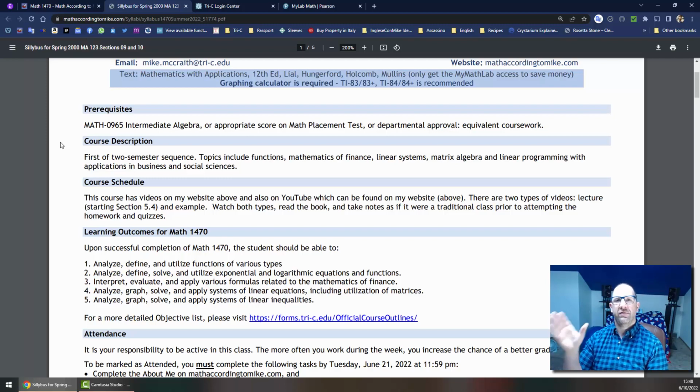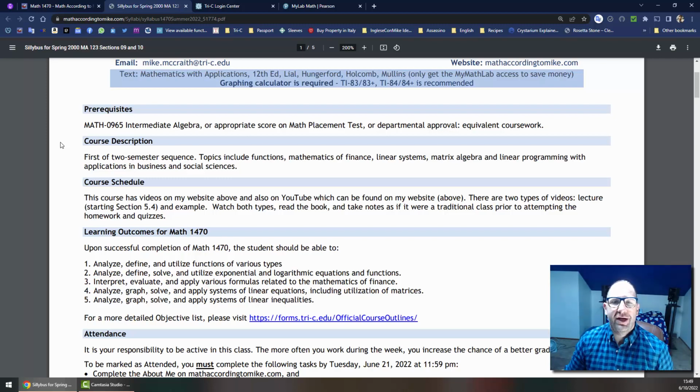So watch those videos, read the book, and then go try the homework. Do one section at a time. Once you've finished the chapter that the homework covers, that the quiz will cover, go do the quiz. Don't wait on the quiz until the very last minute.